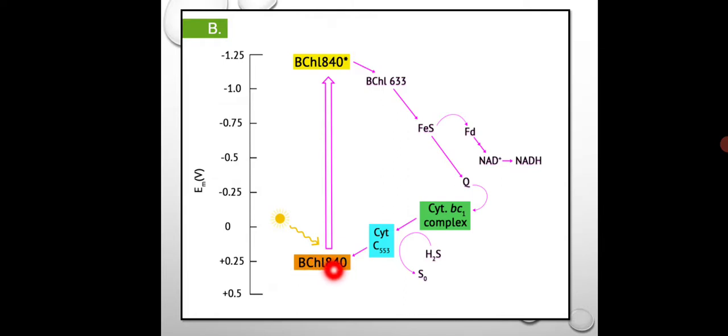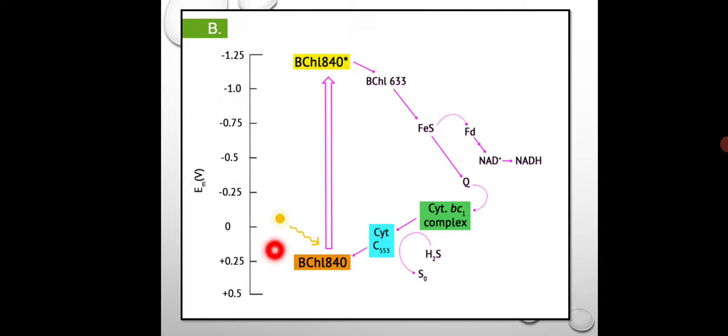Okay, photosystem 840, or it is also called the bacteriochlorophyll 840, or in some diagrams you can simply say it is P840. You can write P840 as well as bacteriochlorophyll 840. It's one and the same. The meaning is that it absorbs light at 840 nanometers. So this is the reaction center or photosystem.